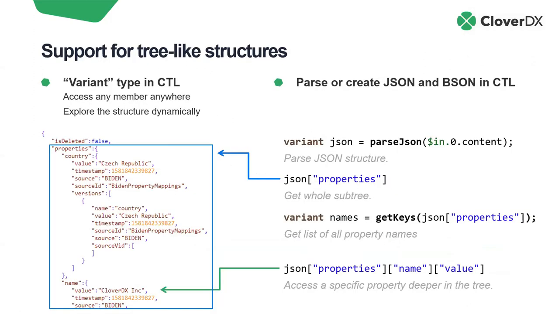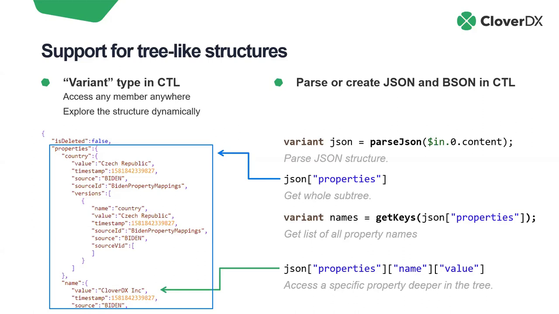Another huge change relates to the added support for tree-like structures in CTL. We did this by introducing a new data type in CTL called variant. This is a data type that can represent any kind of data, whether it's a simple value like a string, number, or date, but also represent arrays, maps, or maps of arrays, and so on.